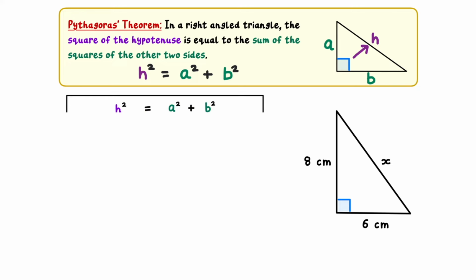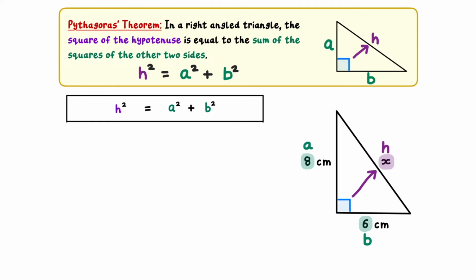Well, the theorem states that h squared is equal to a squared plus b squared. The first step is to identify the values of h, a and b. H refers to the hypotenuse, which is the side across from the right angle. In our triangle, this corresponds to x. A and b refer to the other two sides, and these can be assigned in either order. In our triangle, we can let a be 8 and b be 6.